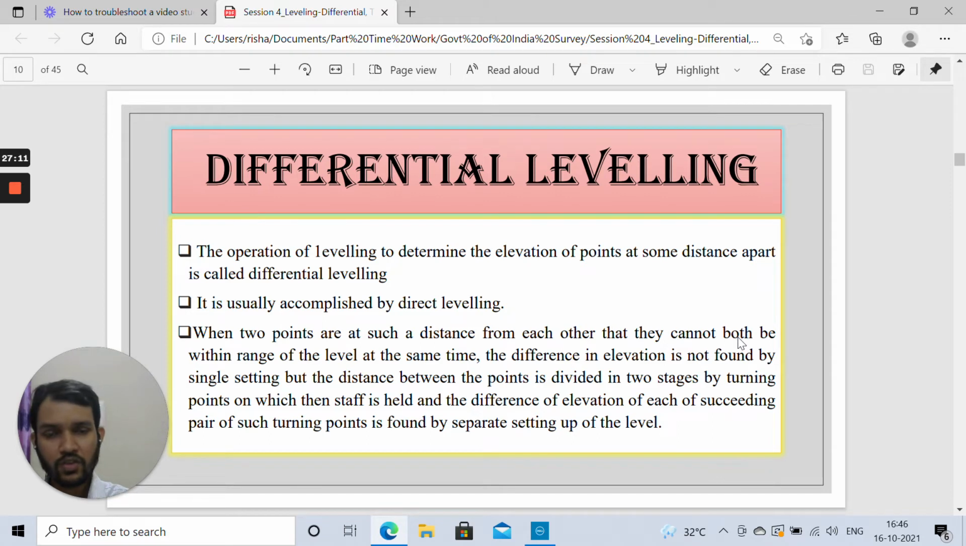Okay, so this is the activity. Those stations which we are changing continuously, where we mount our instrument at different stations, are known as turning points. Those turning points are temporary points. As soon as we move our instrument, we change their positions. Why are turning points required?